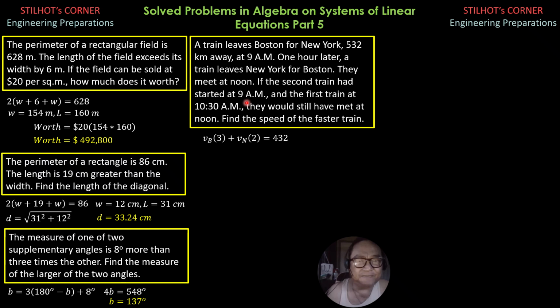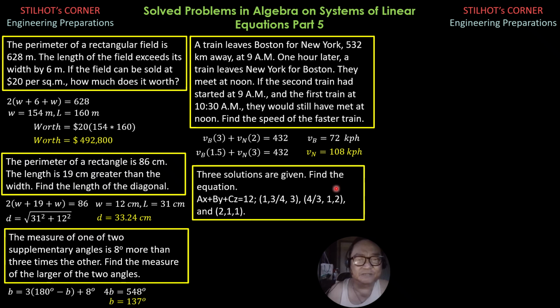which is from New York, and the first train 10:30, so travel time is 1.5. So the second equation would be v sub b times 1.5 plus v sub n times 3 equals 432. So solving these two equations simultaneously yields v sub b 72 kph, and v sub n, the faster train, is equal to 108 kph. So that's it for that problem. Let's proceed to the next.